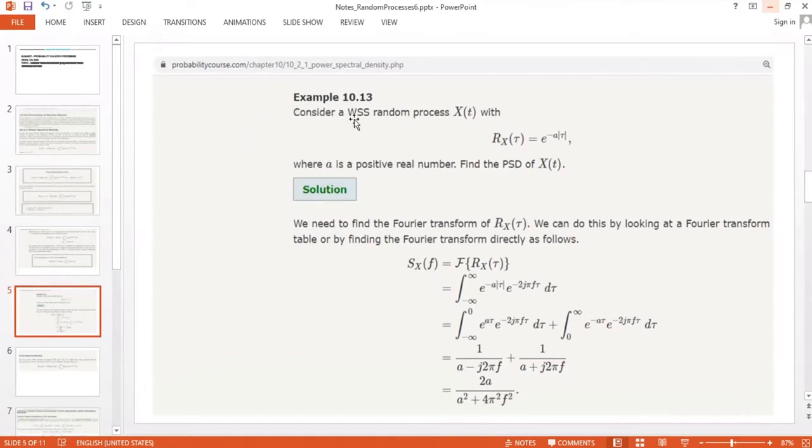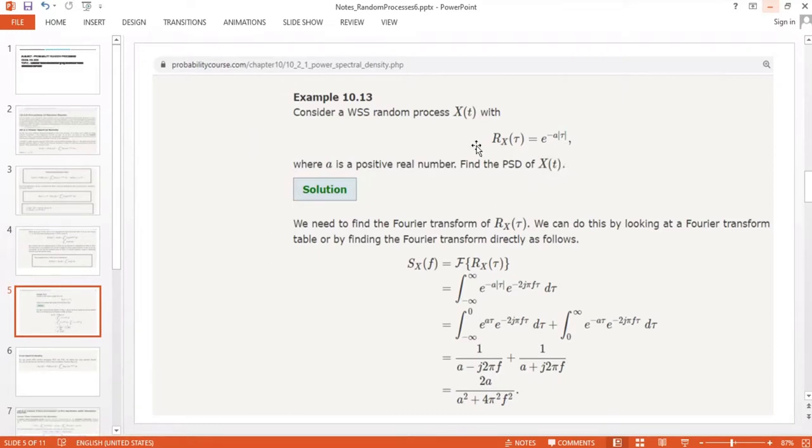Like, one random process X(t) is there, and it is wide sense stationary, WSS, and we have its autocorrelation function, which is defined like this: R_X(tau) equals e raised to power minus a absolute of tau, and here a is a positive real number. It means a is strictly greater than 0. Find the power spectral density of X(t).